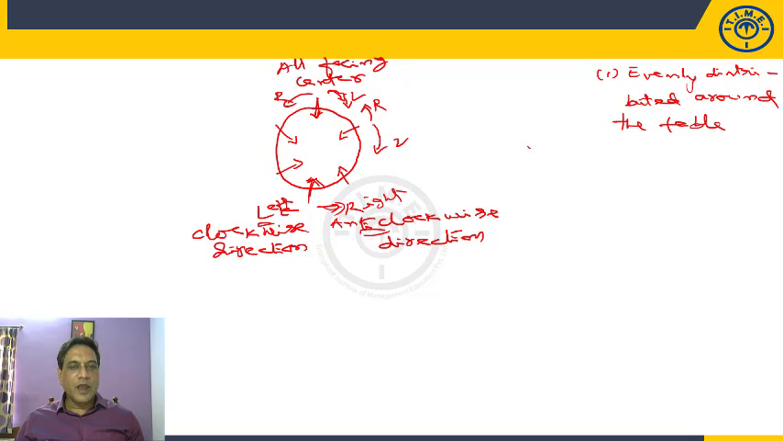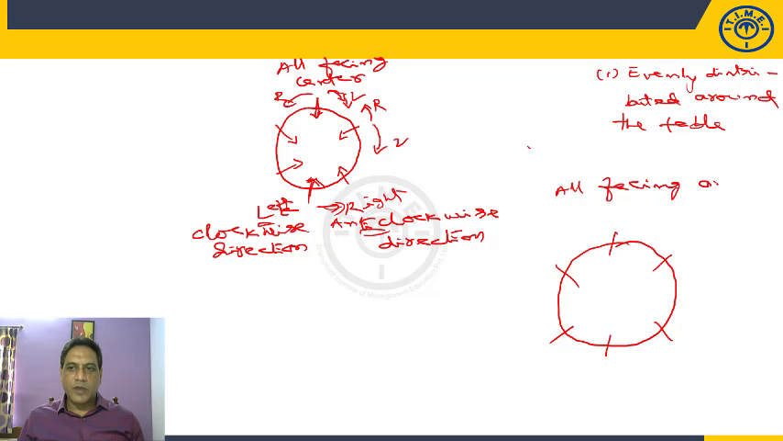If the persons are facing away from the center, so what will happen if they are facing away from the center? 1, 2, 3, 4, 5, 6, all facing away from the center. So all these people are facing this direction. So they are all facing exactly the opposite of direction of this.